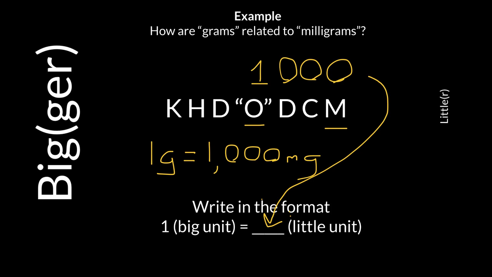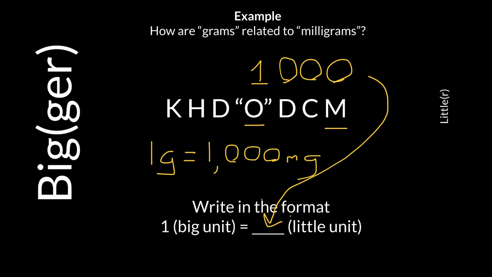All right. So I write it in the format of one big unit. So in this case, our big unit is 1 gram equals 1,000 milligrams. And that comes from right up here. So just a little trick to help you out with things.